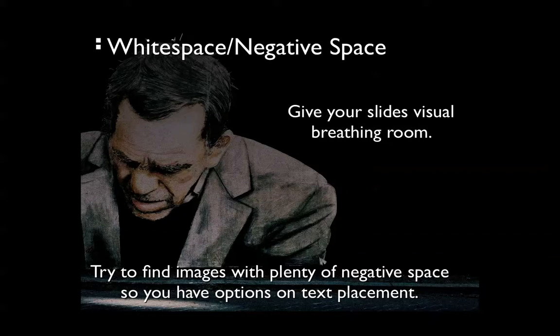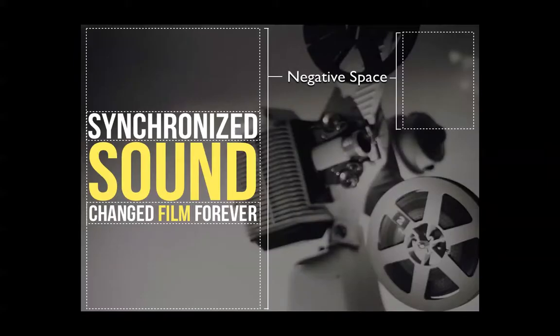You also want to try to choose images. You may have to go back to the drawing board on this. You want to choose images that have a lot of negative space so that you get some options. So when you look at this, you'll see the negative space is the space that is not in focus. The subject, the camera and the microphone, those are the subject of the picture. Any of the space around it that is out of focus, that is the negative space.